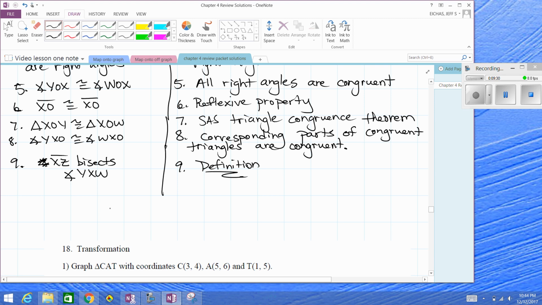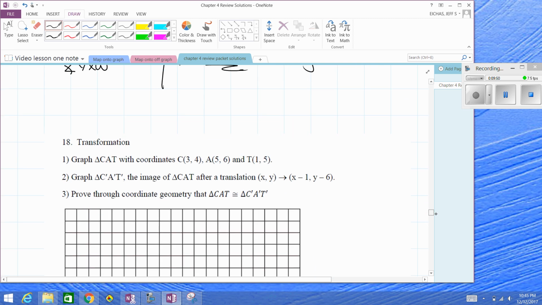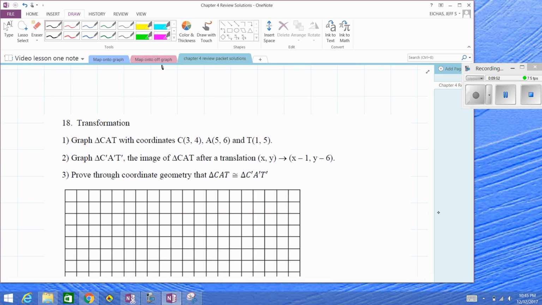Or the other way definition works is it means if you have a bisector, you get congruent angles. So definition means it can be interchangeable. It can go either way. So it's definition of angle bisector. Okay, they were congruent angles, and they must have been because of a bisector. Okay, so that's it for the proofs, and we'll do the other problems on a next video.